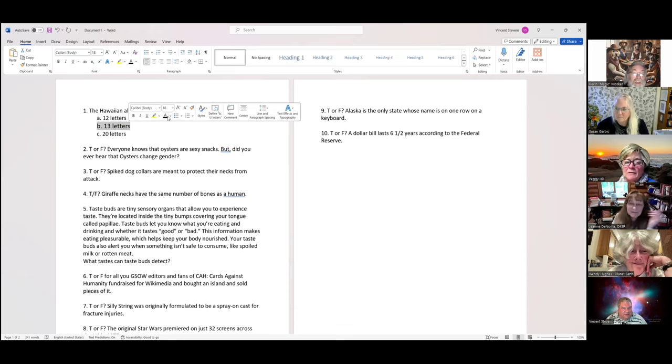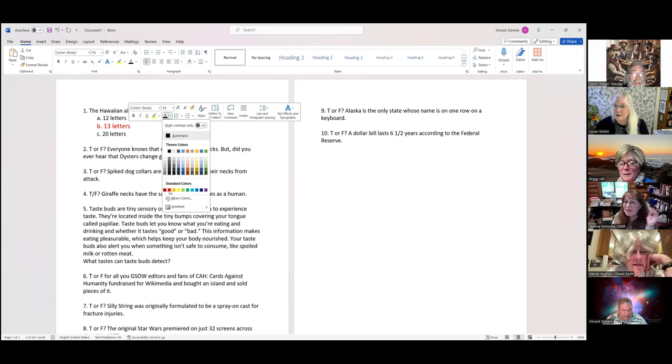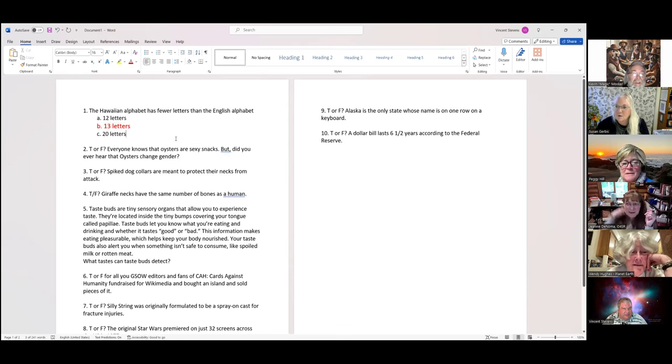Well, think about Hawaiian words. I came up with Hawaiian 12. There's like just mahalo. A lot of vowels. They use the same vowels over and over, just like in New Zealand. I think this one is true.